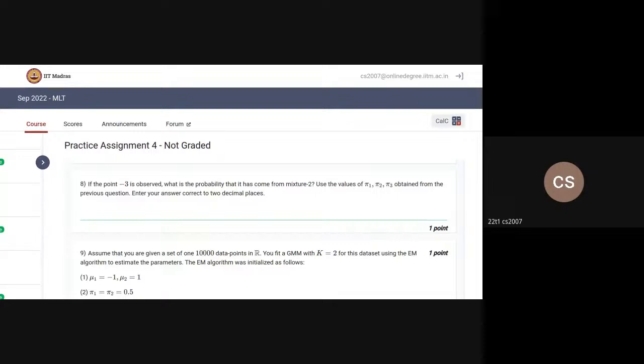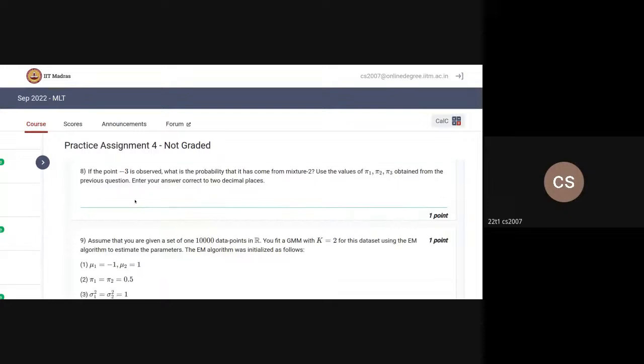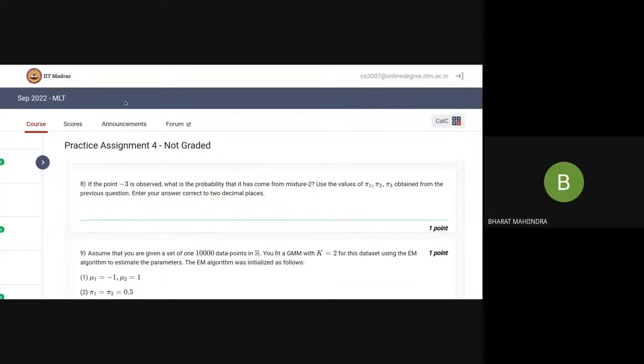I hope you all know this. Anyone having a problem with this question? 8th question. No, I understood the concept, but I didn't get the mathematics of it correctly. I think there's some computation error. So I've asked on the course forum. But I think it's straightforward. Okay, so anyone else having a problem?